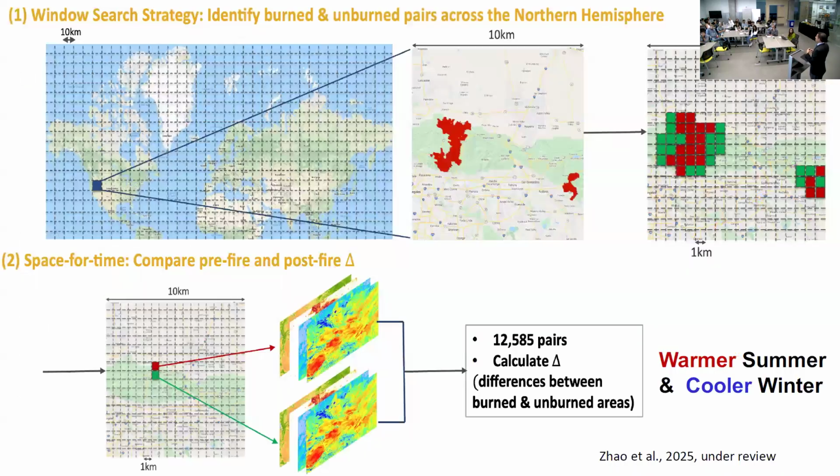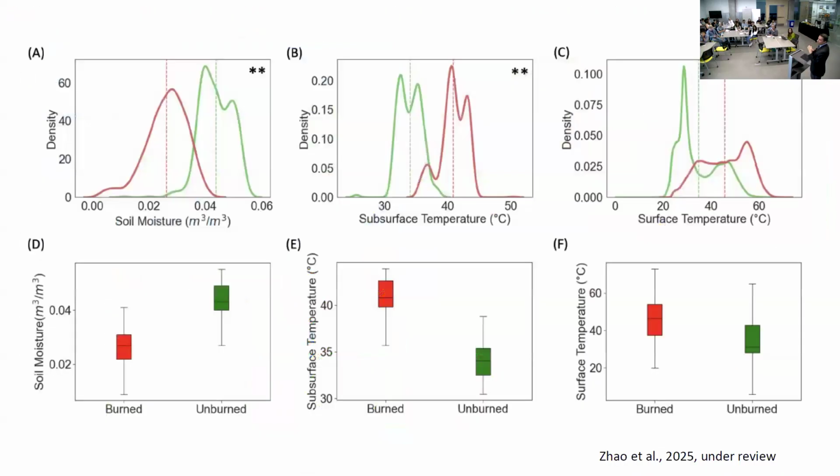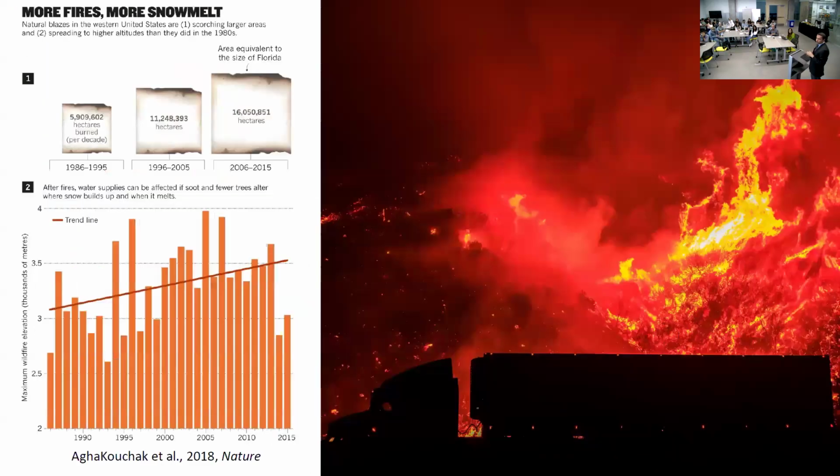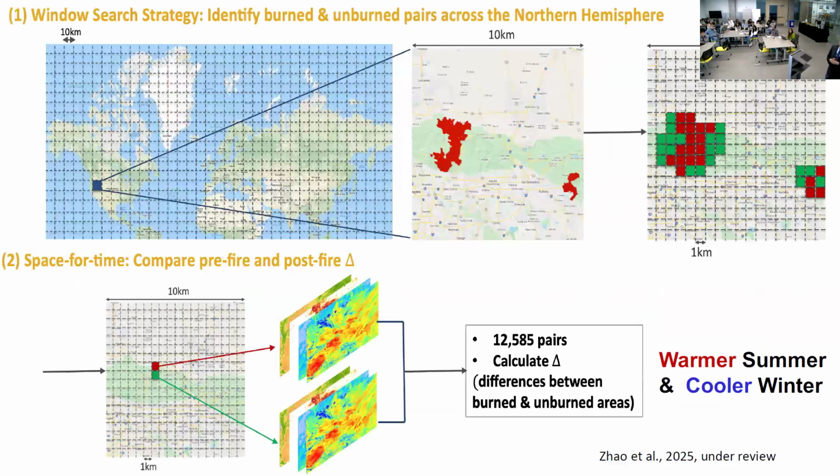Imagine you have this burned area. Now it has very little canopy, so snow is more exposed to solar radiation. So we expect rapid snow melt. Rapid snow melt means higher chance of flooding, right? And also it means higher chance of drought. So we started looking at this issue first using satellite data.